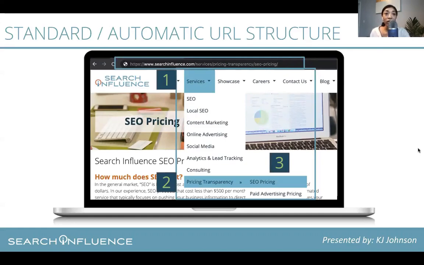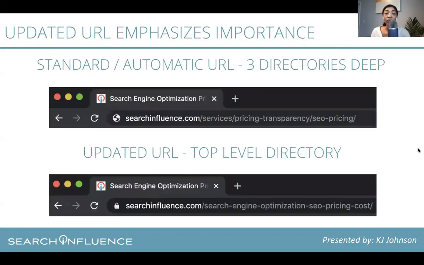The automatic URL for this page would be searchinfluence.com/services/pricing-transparency/SEO-pricing. But instead, because we want this page to compete for searches like SEO pricing or SEO costs, we've rewritten the URL to focus on the keywords that people might actually search. So instead of taking up real estate in our URL with words like services and pricing transparency, because no one is Googling that, we will instead include words that people do search, like SEO pricing or SEO costs.